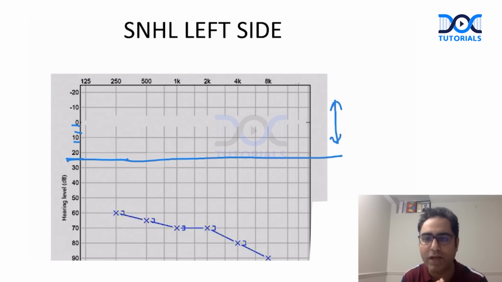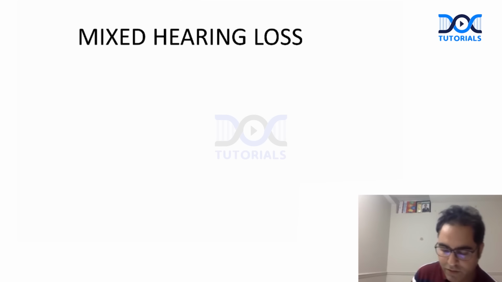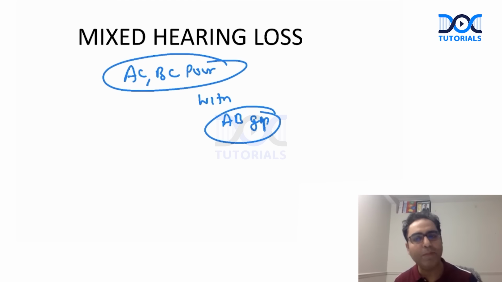Why is it left ear here? Again, blue color, left ear. Color is not given, but cross is given. This cross means what? Left ear AC. Okay, fine. Now, if it is a mixed hearing loss, then what? Mixed hearing loss will have mixed features of both. Means both AC, BC poor with an AB gap.